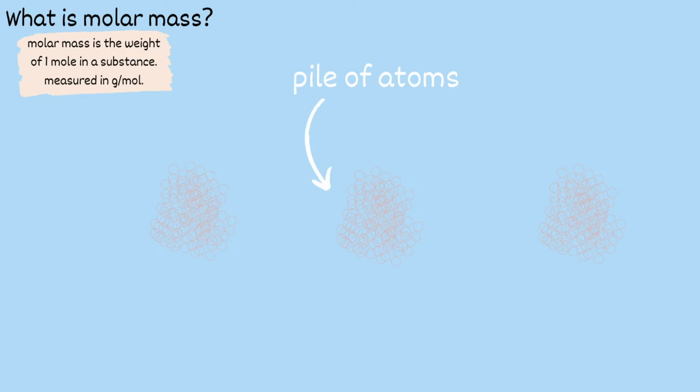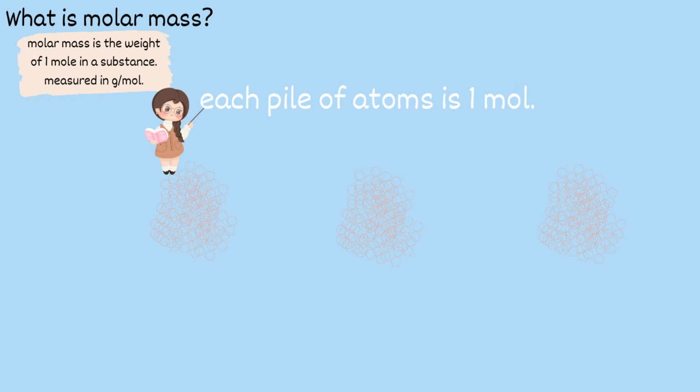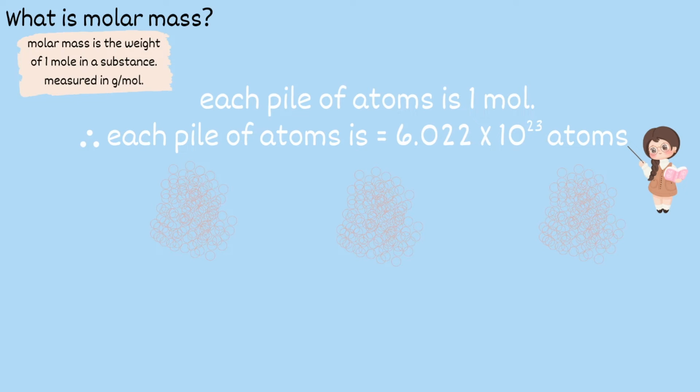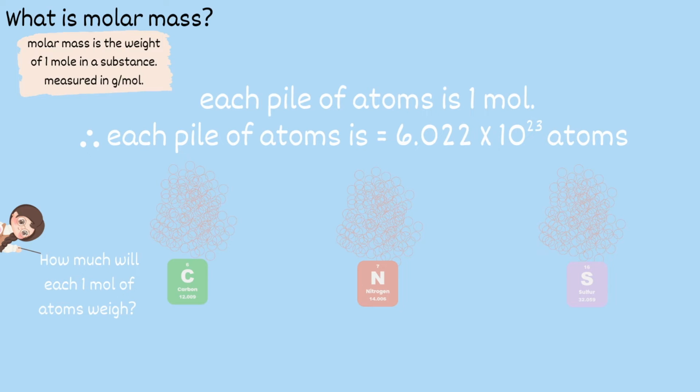Let's say we have 3 piles of atoms. Each pile of atoms is exactly 1 mole. Therefore, we can say each pile of atoms is Avogadro's number, or 6.022 times 10 to the 23rd atoms. Now, let's say the first pile is all carbon atoms, the second pile is all nitrogen atoms, and the third pile is all sulfur atoms. How much will each 1 mole of atoms weigh? Will there be a difference in the weight of each pile of atoms?